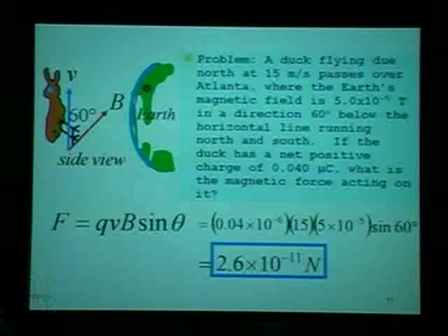This duck is flying south to north. It would feel a little bit of force towards the west. Small force, 2.6 times 10 to the minus 11. Some people feel that this is how ducks, or birds, know how to fly north. They have a little charge in them, and so they feel this little bit of a push one way or the other as they're flying.